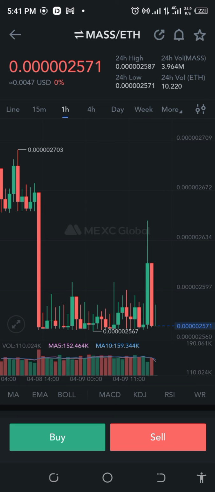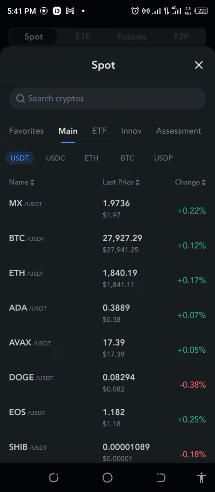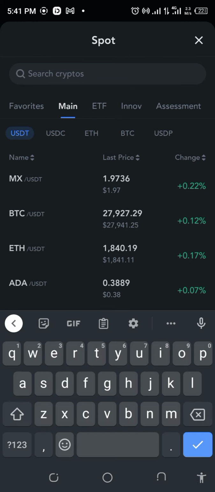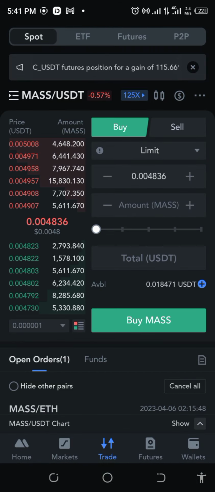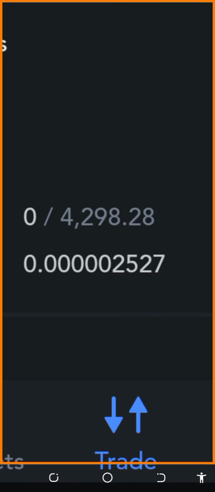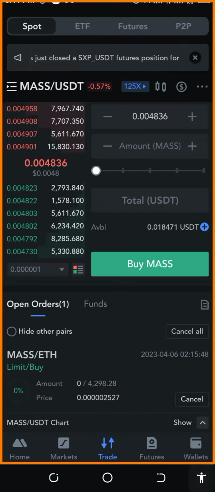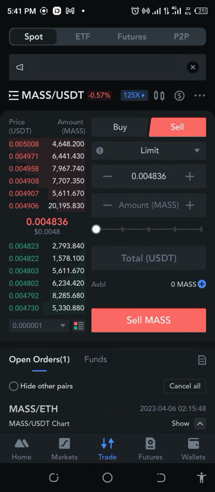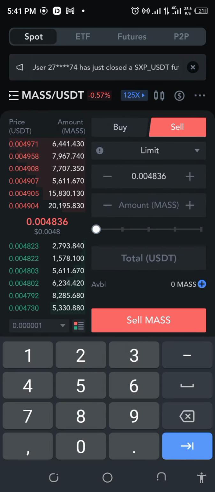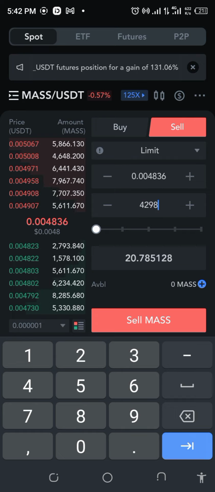And if we're able to get it to 2527, then we can come back to MASS USDT. So let's go to MASS USDT. Then we'll be able to sell. Let me see what will happen. How much do we have? We have 4298. So if I click on sell and put 4298 quantity, I'll still make profit. So that is obviously sure, I'm going to make profit.